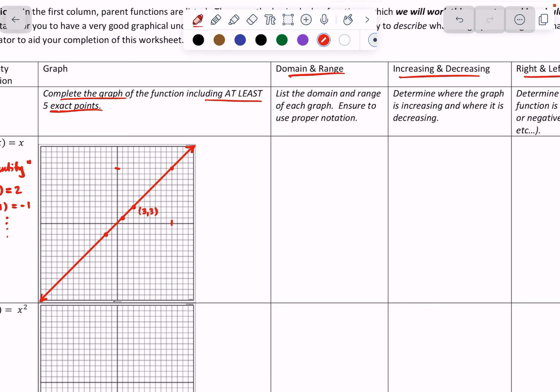Domain and range are super easy, right? We're allowed to plug in every single real number. So you can put in all reals. Range, you can get out every single number. So all reals, all real numbers. You could also put interval notation, right? -infinity to infinity. That means the same thing.